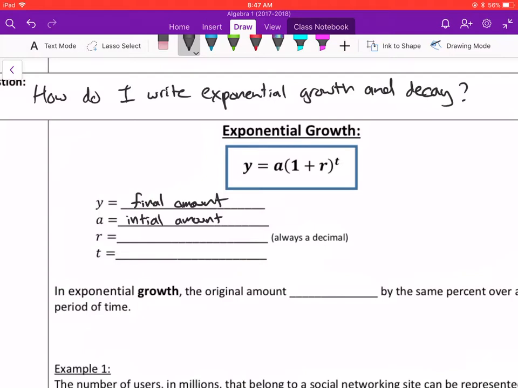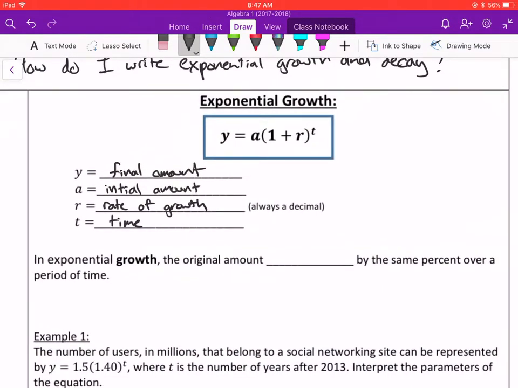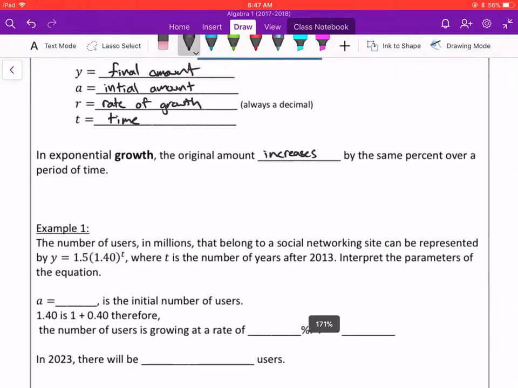R this time, we're going to call it our rate, but here it's going to be rate of growth, because it is growth here. Notice how there's a 1 plus R. So R will be your rate of growth, and then your T will be what's called time. All right, that's how we set it up. So in exponential growth, the original amount increases by the same percent over a period of time. That's just a formal definition. All right, let's do an example.